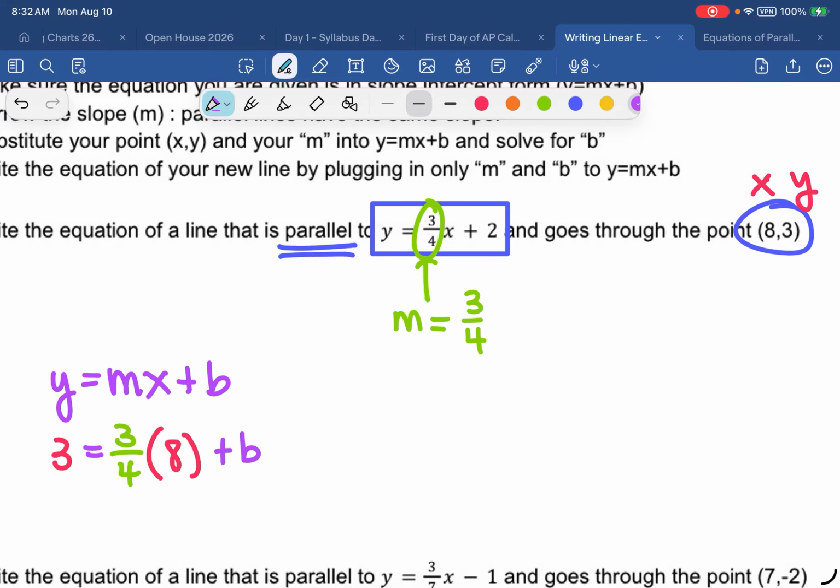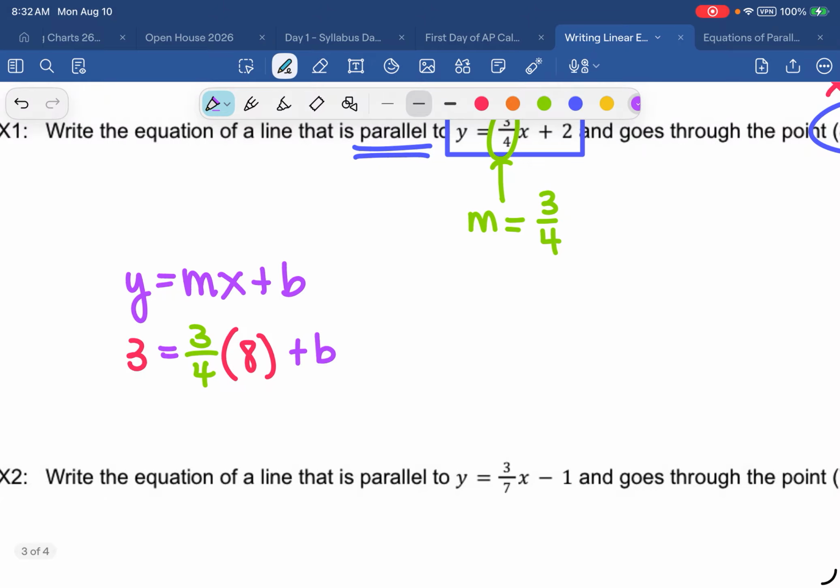Now we solve for b. So let's multiply 3/4 times 8. A couple ways you can do that. You can take 3 times 8, which is 24, and then divide by 4. 24 divided by 4 is 6. Or you can think of it as 8 divided by 4 is 2, and 2 times 3 is 6.